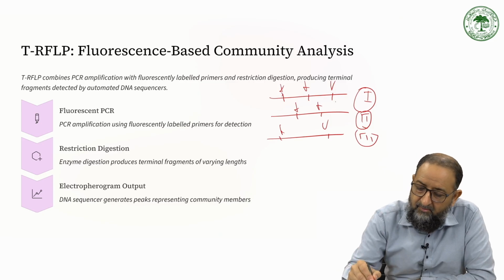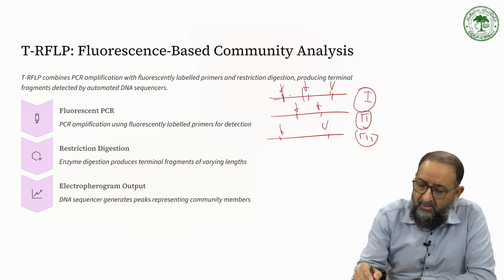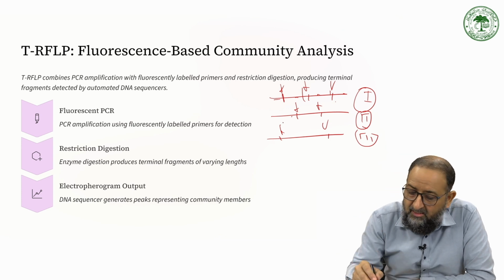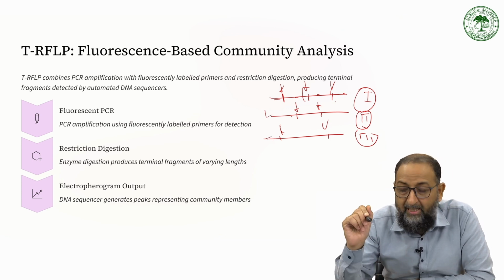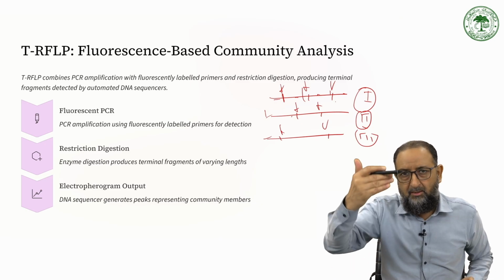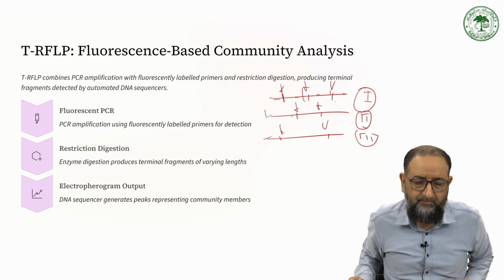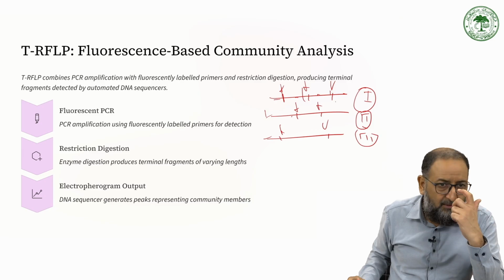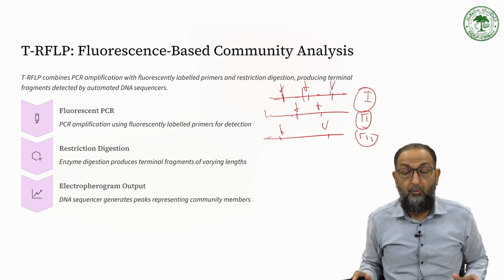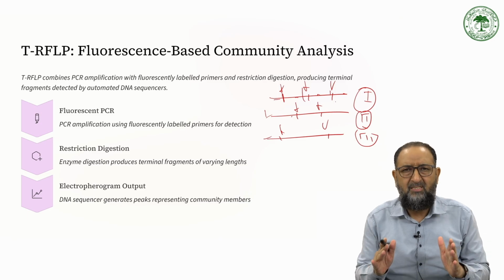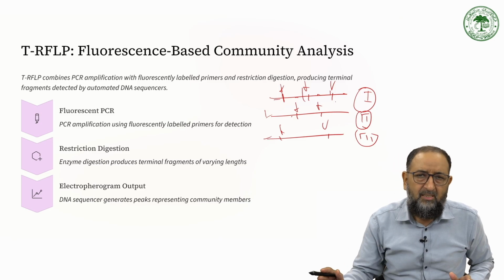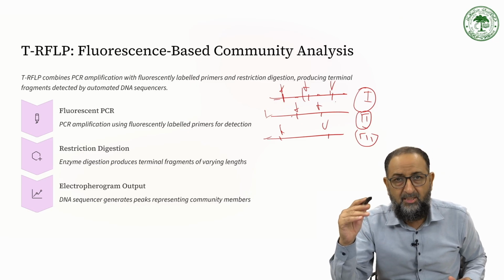You just cut 1, 2, 3, and you get 4 bands, 3 bands, 3 bands. The variation in the size of these bands can be detected and identified on the gel as a banding pattern. But this technique, terminal restriction fragment length polymorphism, is a fluorescence based technique, more precise, more highly detectable, and very precise, a highly sensitive technique.